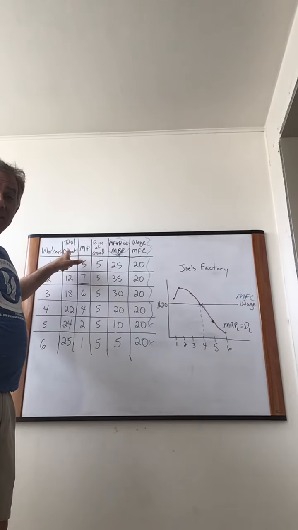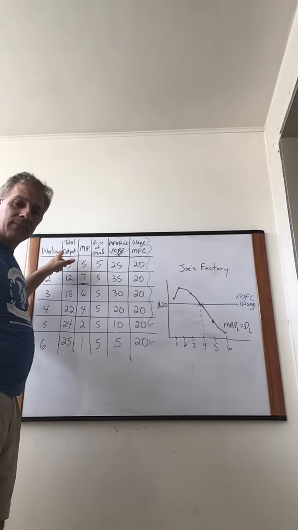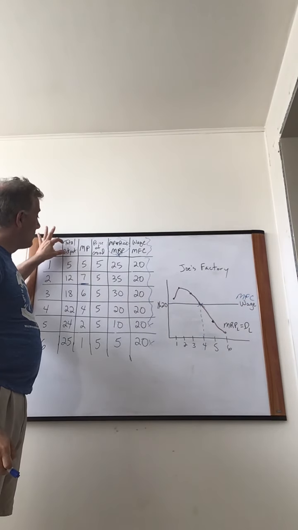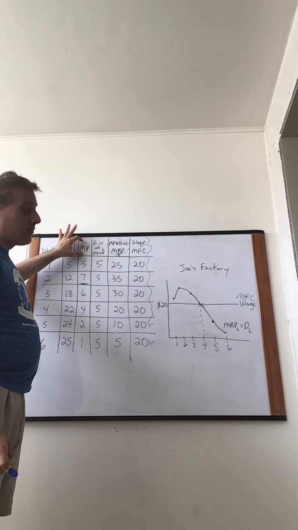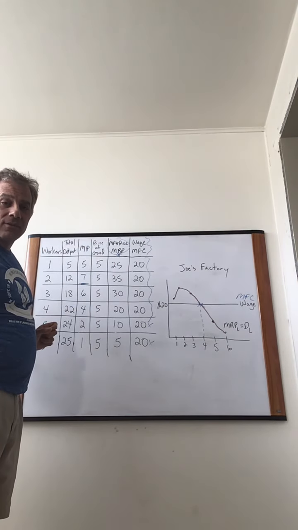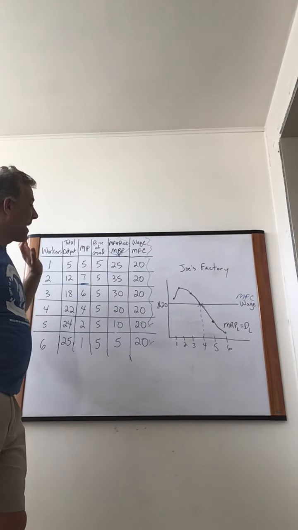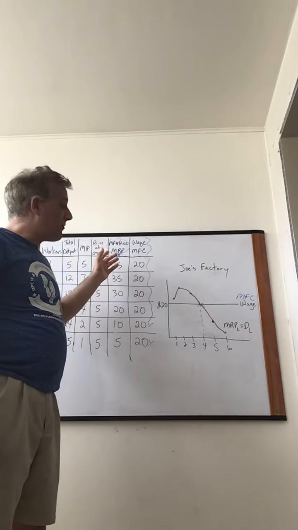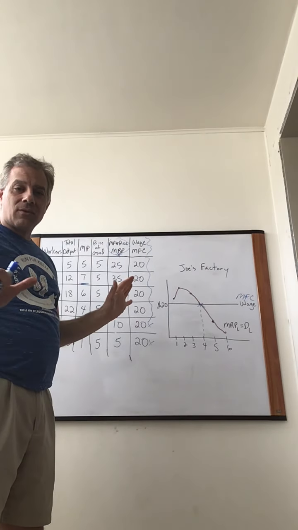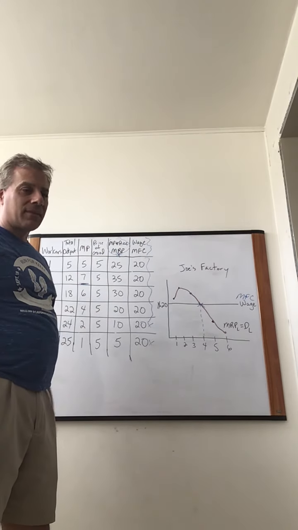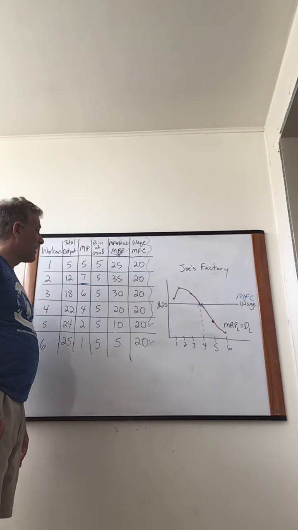Now, you might see total product here. You might see just output. You might see marginal physical product instead of marginal product. There's an outside chance you'll see value of marginal product for marginal revenue product. Fortunately, that never caught on. We've got enough letters going on already.